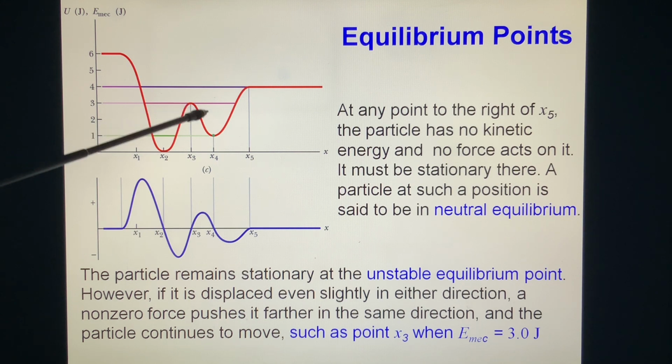If we move to the right, look at this one, then we have a positive force pushing it further right. If we move to the left, we have a negative force, moving it further left. So it's unstable. It will not come back to the original point.